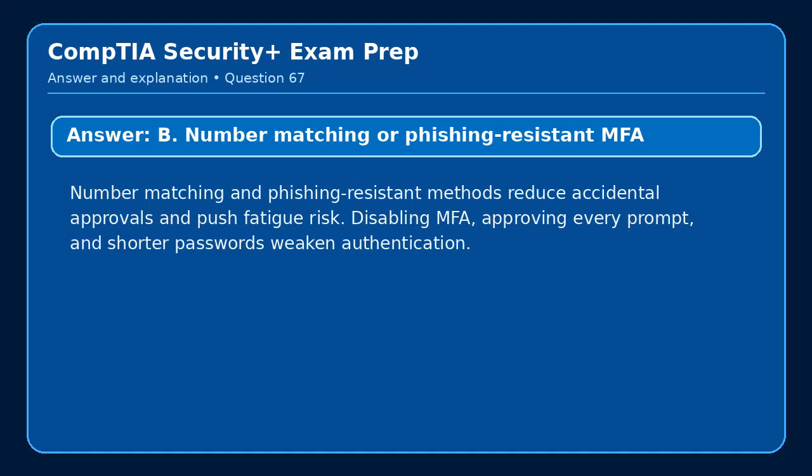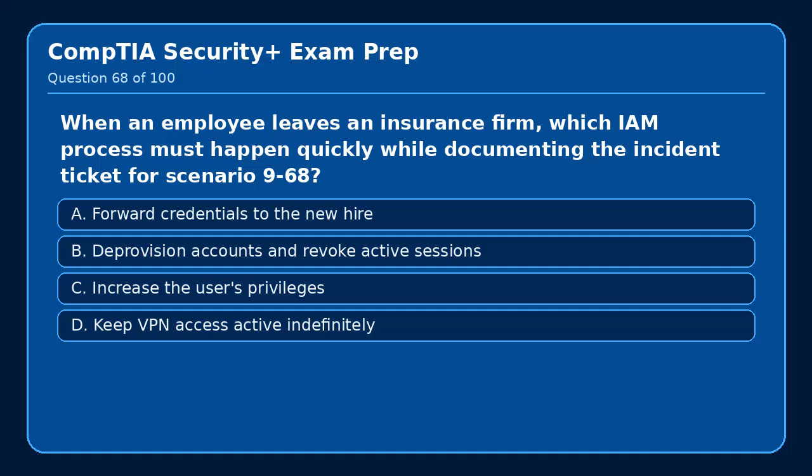Question 70. During incident response at a university department, which step focuses on stopping further damage after detection before the production rollout for scenario 9-70? A. Routine onboarding. B. Marketing review. C. Containment. D. Procurement. Take a moment to choose your answer.